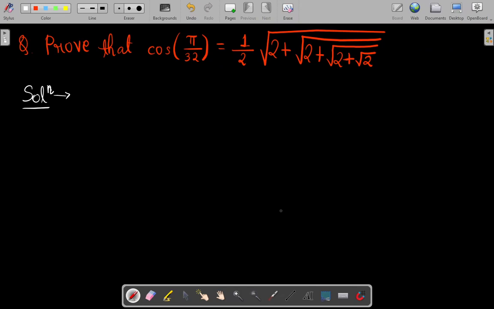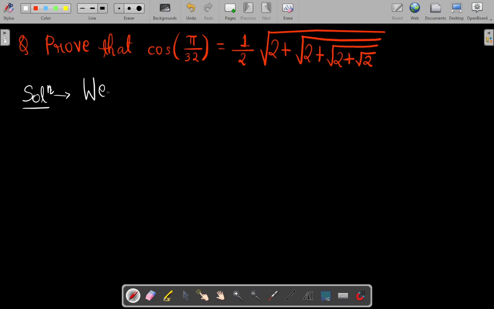Hello everyone. In this question, it is asked that we are to prove that cos pi upon 32 is equal to half times a nested square root of square root 2 plus square root 2 plus square root 2 plus square root 2. Okay, so there are 4 square root 2, which is a nested square root.